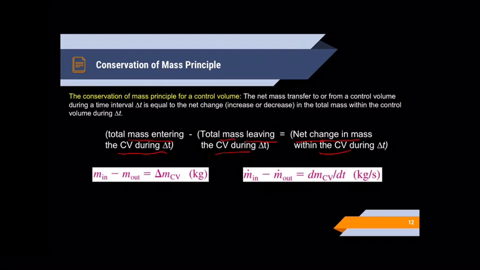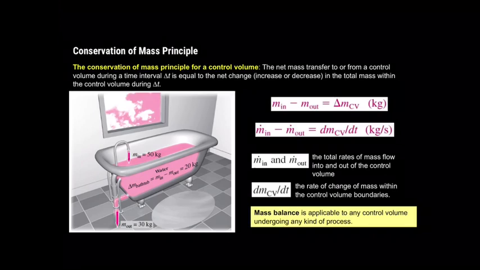So we can simply write like this: mass flow rate coming in, mass flow rate out, equal to the total change of mass in the control volume over time. This is a good example of flow rate coming in and going out, and then there is a change of mass in the control volume.